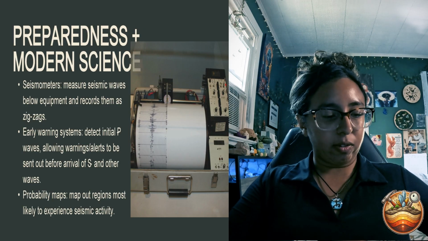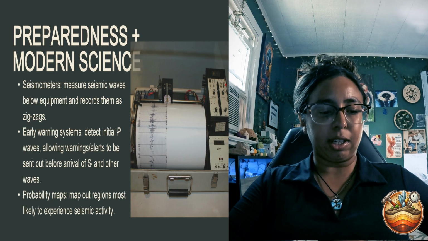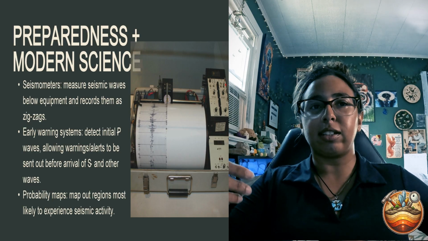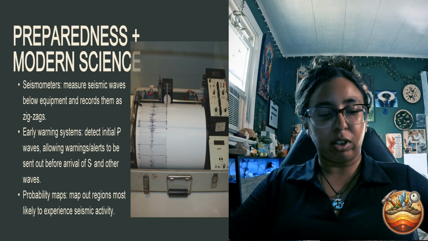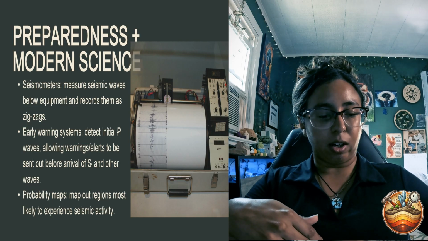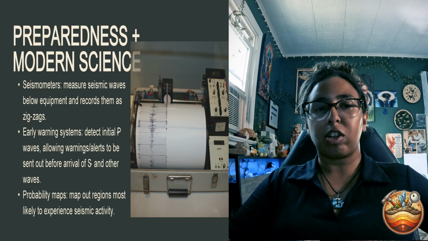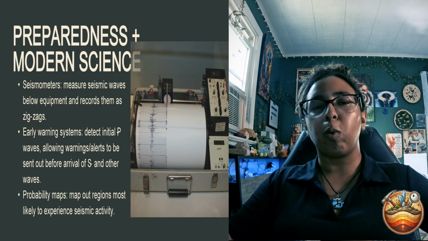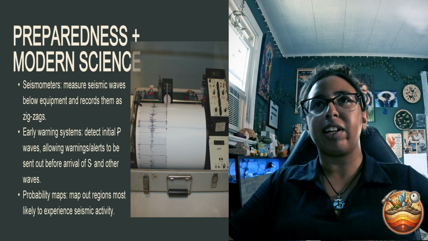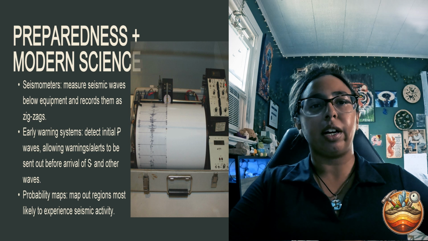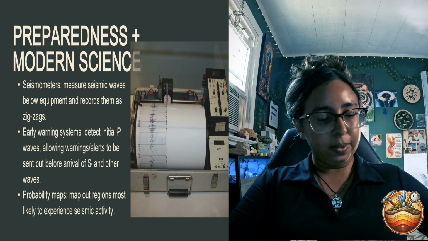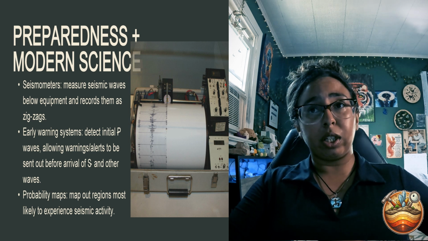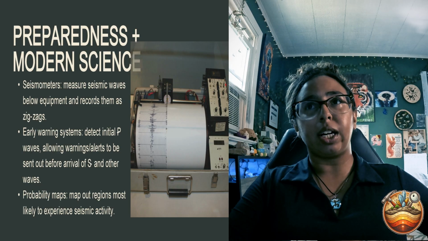And then we also have early warning systems, which are modern sensor networks that detect initial P waves, which allow warnings and alerts to be sent out before the arrival of more destructive S and surface waves. These warning systems can actually buy people as many as minutes of time for preparation and evacuation if possible. We don't really know though. I wouldn't risk it if you're not that close to an exit point where you would be safe.